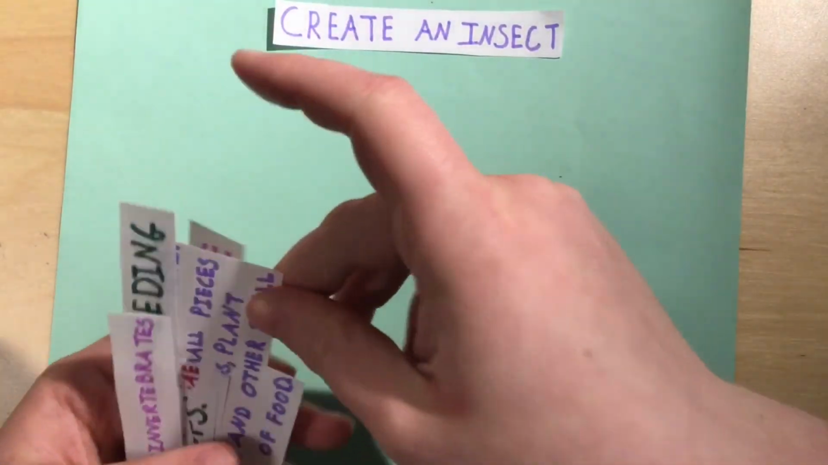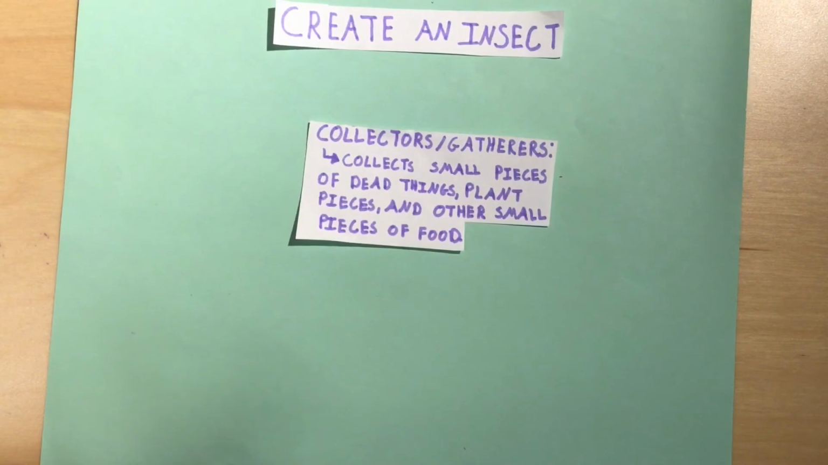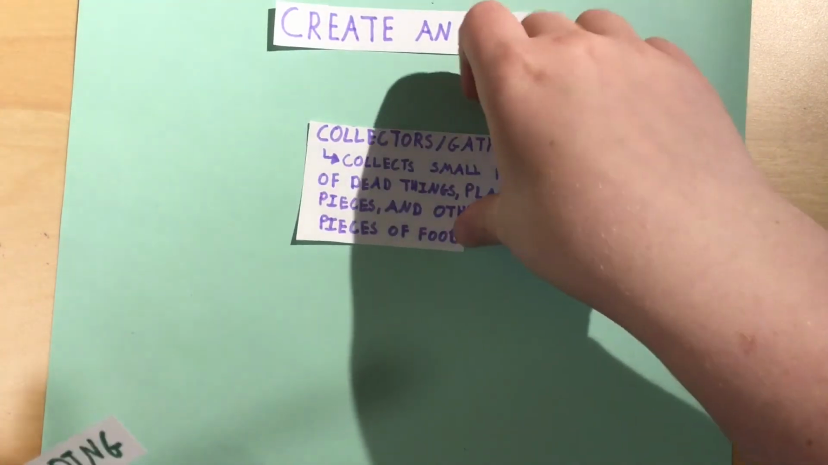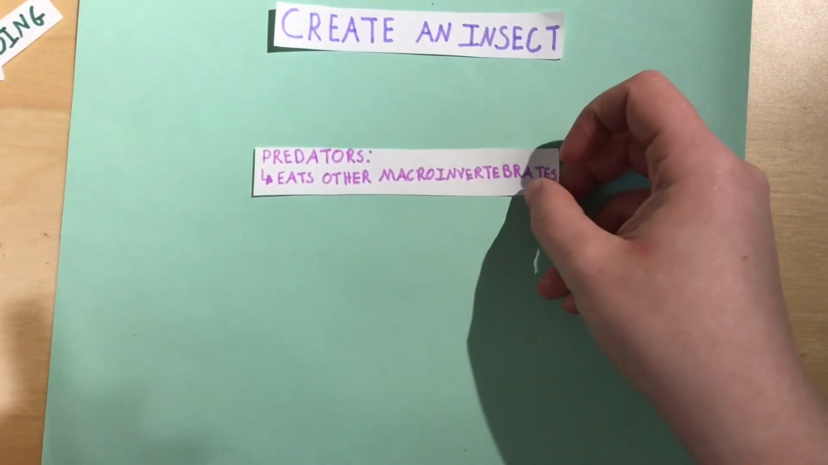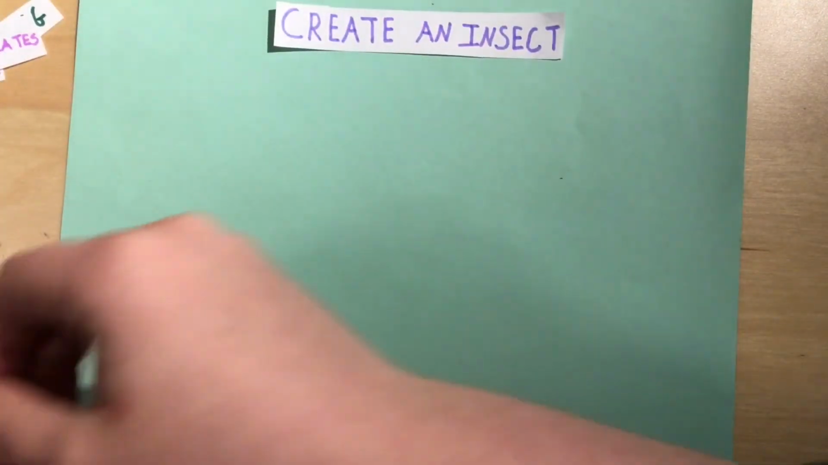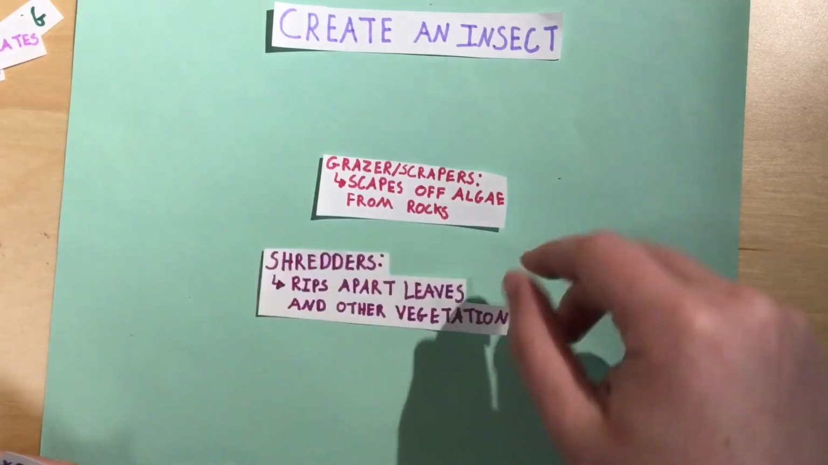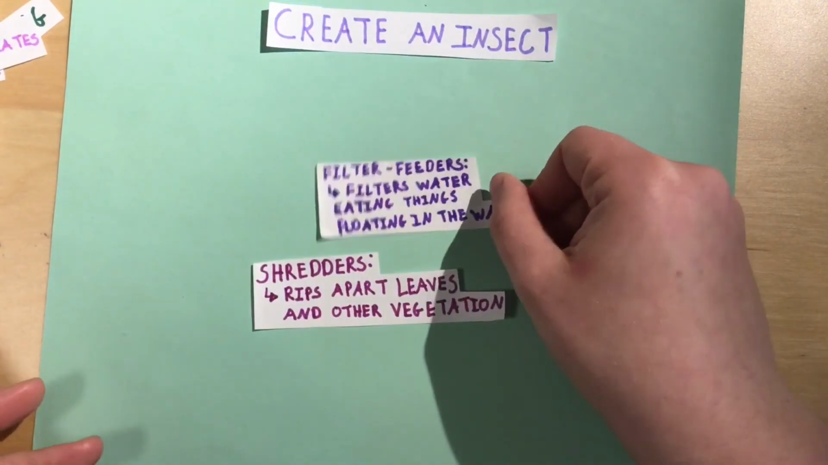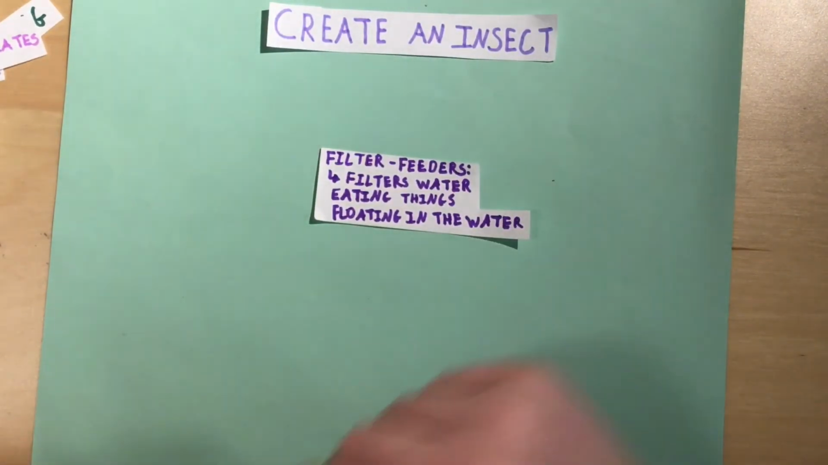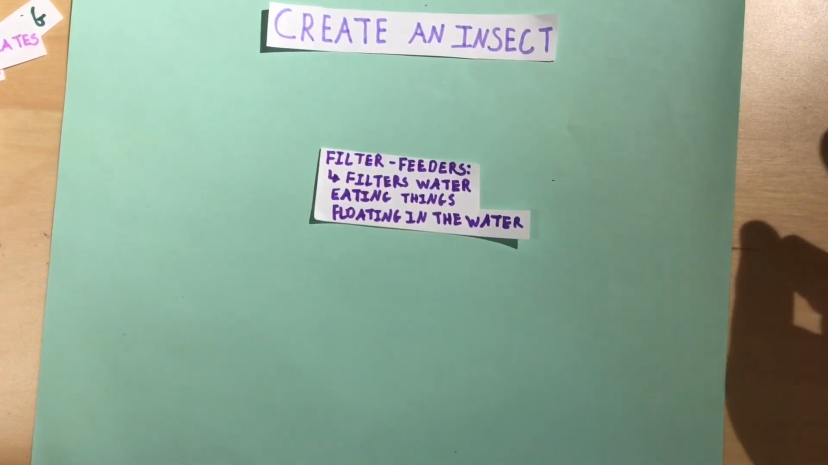So a brief reminder is we have collector-gatherers. They collect dead pieces of things, plants, and other food particles. We have predators, which eat other macroinvertebrates. We have grazers and scrapers. They scrape off algae from rocks. We have shredders. They rip apart leaves and other vegetation. And we have filter feeders. They filter water and eat the things that are floating in the water.